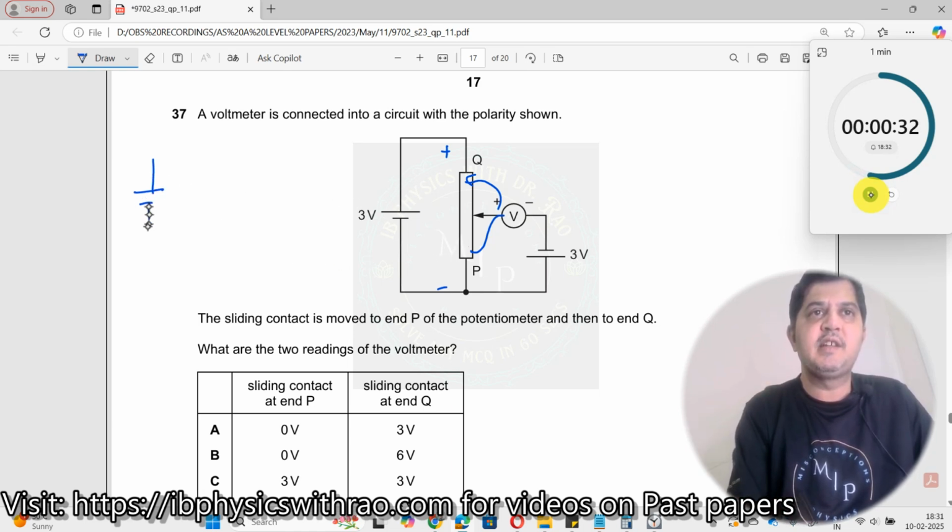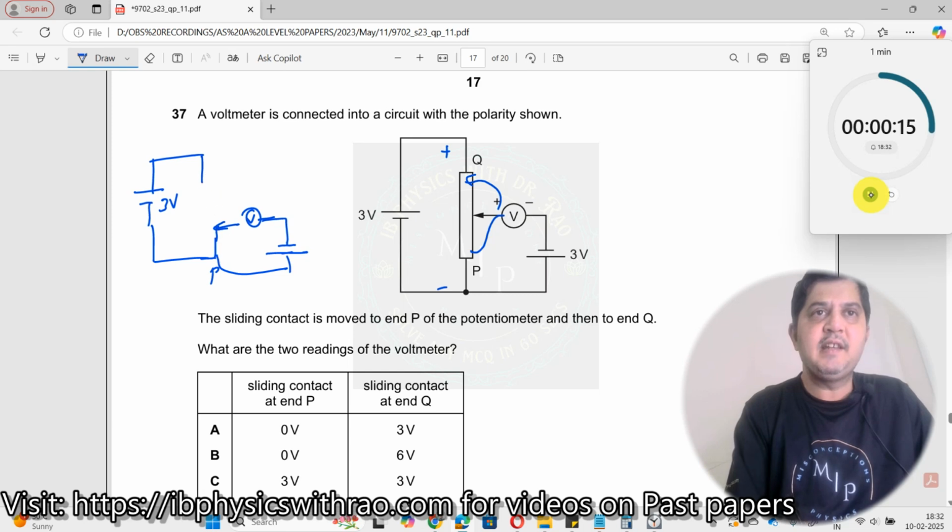So the circuit will look like this over here. This will be your 3 volt. This will be your Q. This will be your P. And this will be your voltmeter. And this is how it looks like over here. Now, if that is the case, this is your connectivity over here.